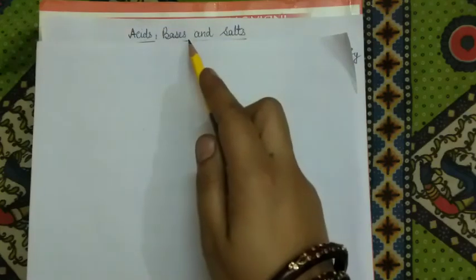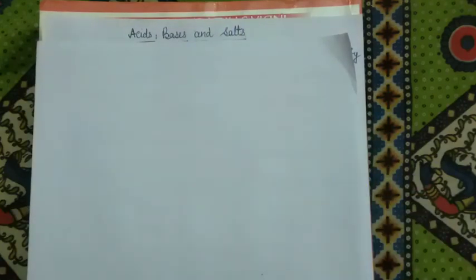Acids, bases and salts. See, the compounds that are sour in taste are known as acids, whereas the compounds that are bitter in taste are known as bases, and the compounds that are salty to taste are known as salts.